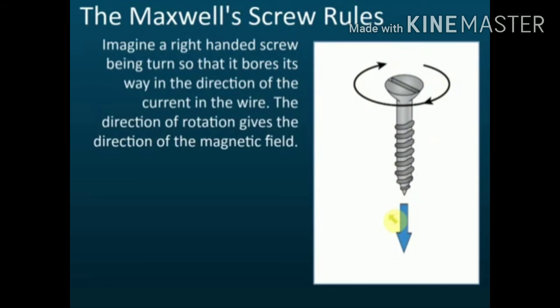So that is how we use the right hand grip rule or Maxwell's screw rule to determine the directions of the field. We seldom use this one. For me, I don't like this method, but you still need to know. It may come out in objective questions. They would like you to identify the directions of the field by using Maxwell's screw rule.